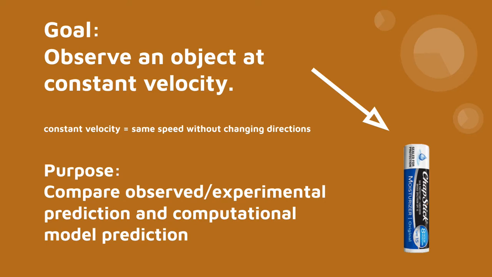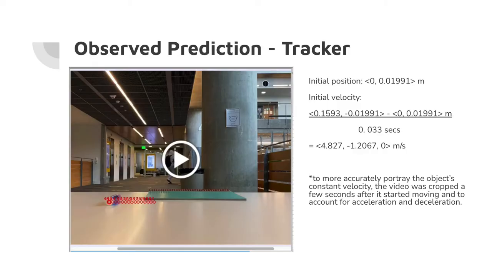The overall experiment aimed to compare the observed prediction and computational model prediction for the position time graph of the object. For the observed prediction, I recorded the chapstick rolling across the table at 30 frames per second and inputted it into Tracker, where I manually calculated its position at every frame.